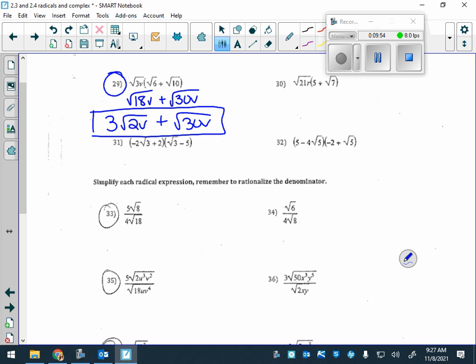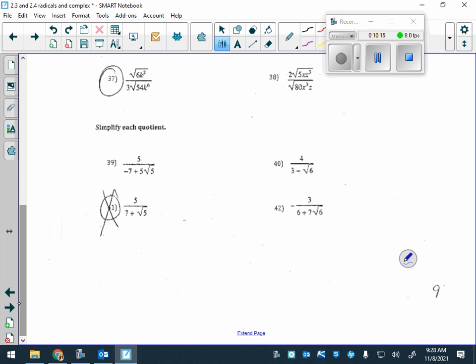How many of you got that for your final answer? Okay. Any questions? Yep. Think of your factors. 3 and 10, 5 and 6. There's no pairs there. Okay?